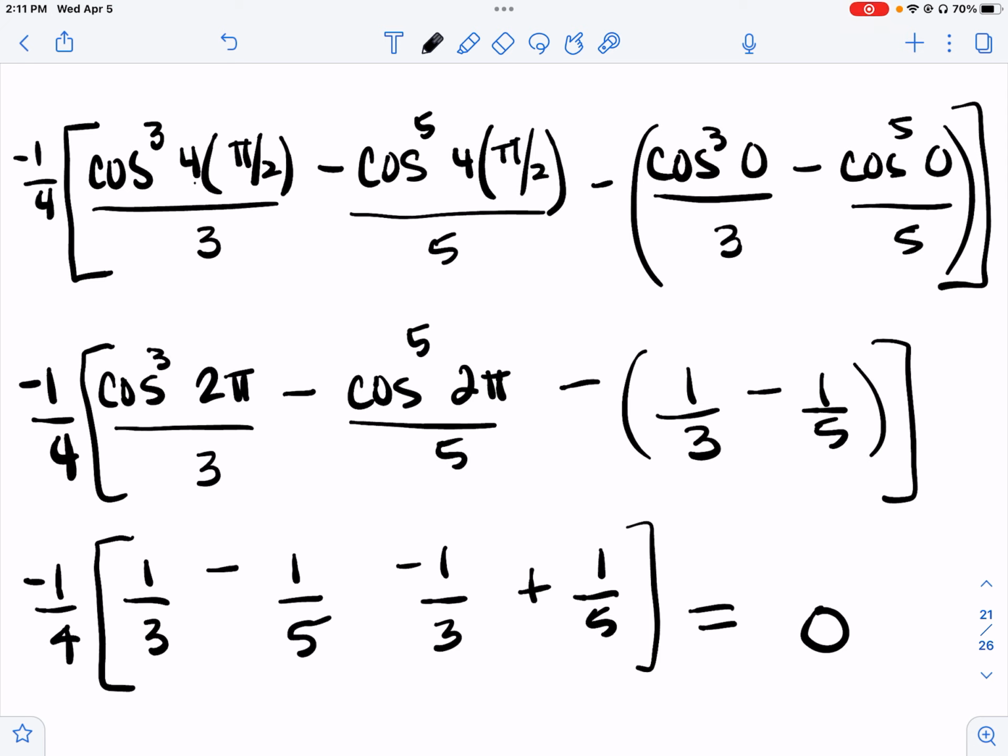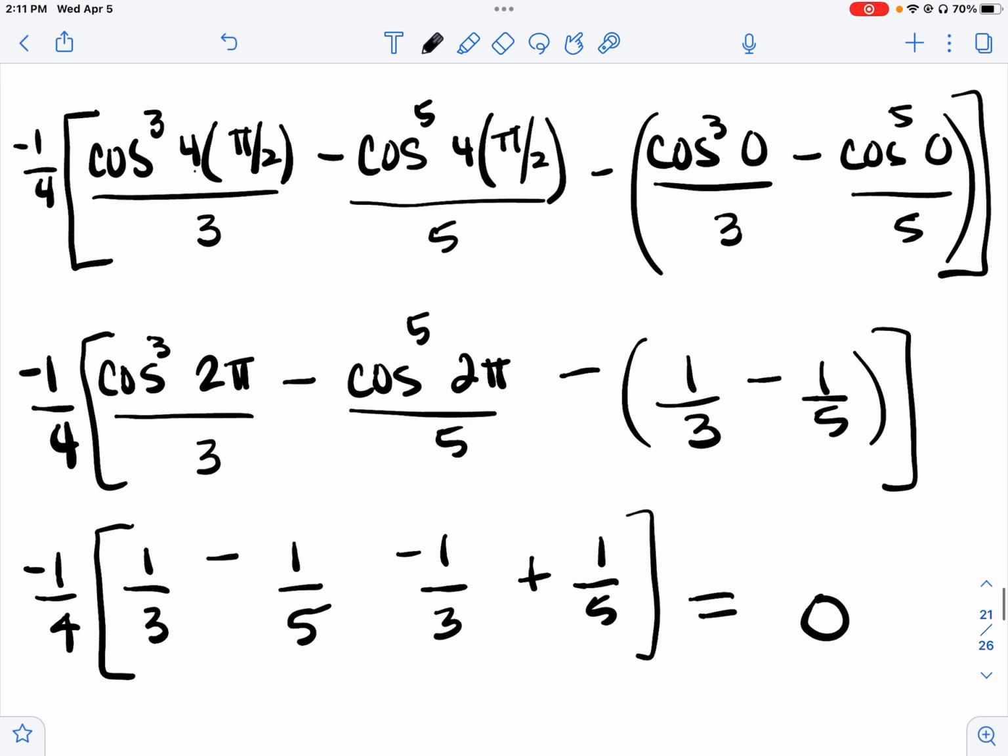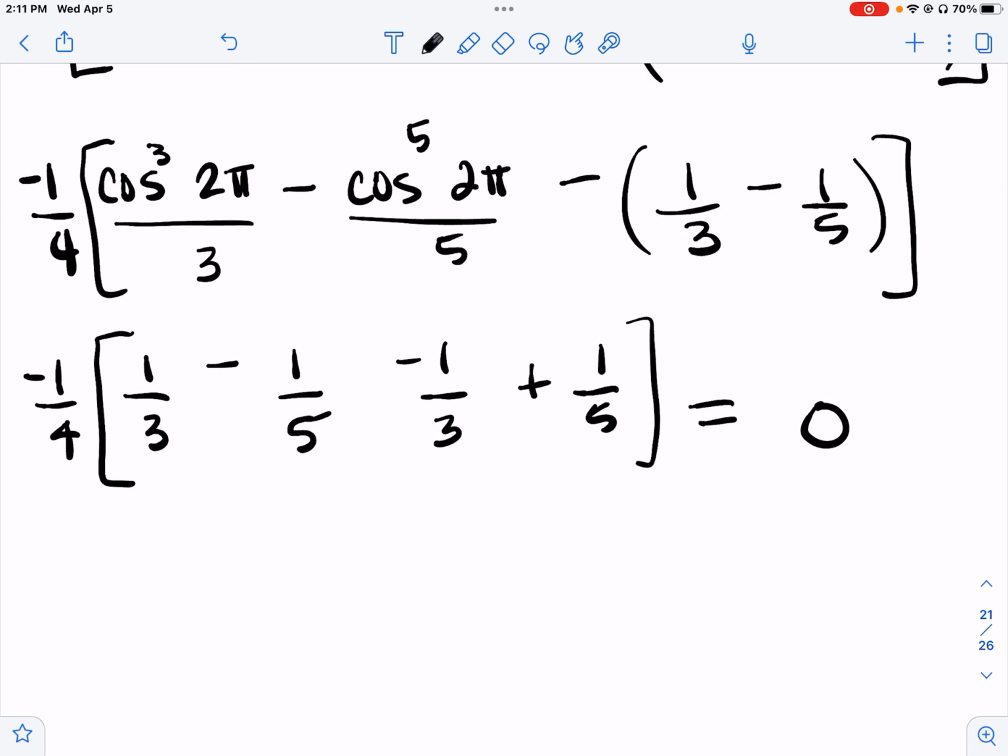Okay, so I've got that negative 1/4 outside. 1/3 minus 1/5. Distribute that negative, so that's minus 1/3 plus 1/5. Well, 1/3 minus 1/3 and minus 1/5 plus 1/5 is 0. Okay, so 0 is your final answer. And that's the end of part 2.